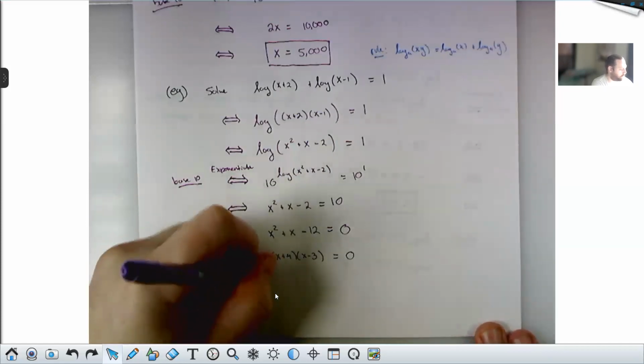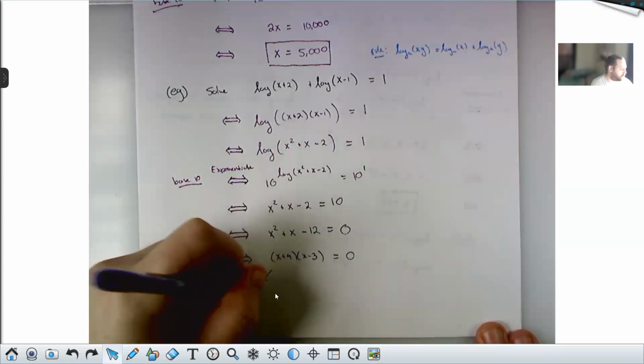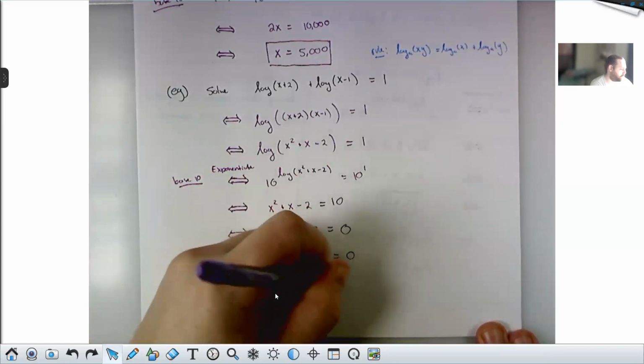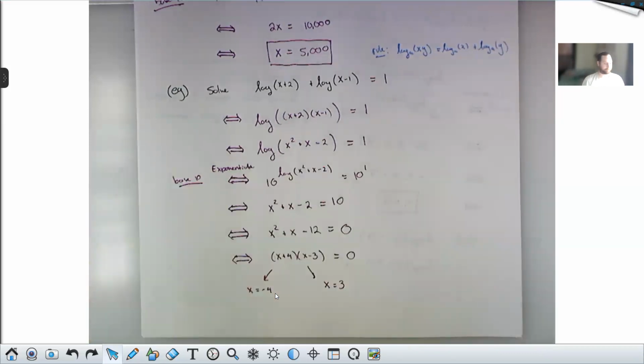And then each of those, this would tell me x is negative 4. This would tell me x is positive 3. So I have two plausible solutions here, negative 4 and positive 3. But before I call it a day, I need to verify that both of those work in the original expression. See, this step where we combine these two logs into this one log changes the domain a little bit. So you need to be careful.